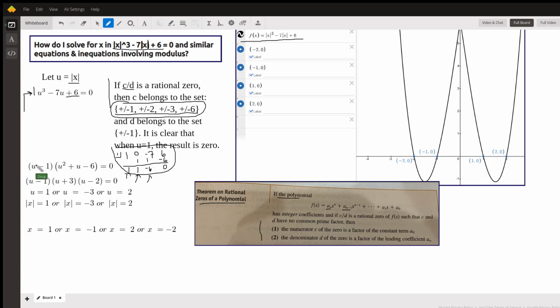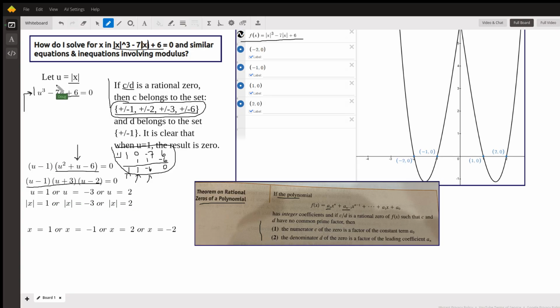And so you can factor this into u minus 1 times u squared plus u minus 6. It turns out that that trinomial factors also into u plus 3 times u minus 2. There's the completely factored form of the left-hand side using the zero product property. U is 1, or u is -3, or u is 2.